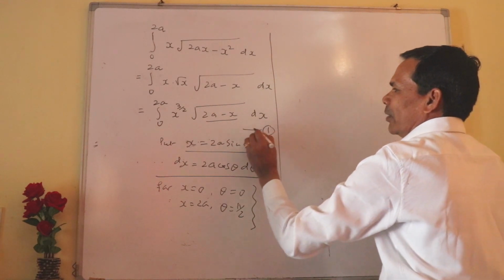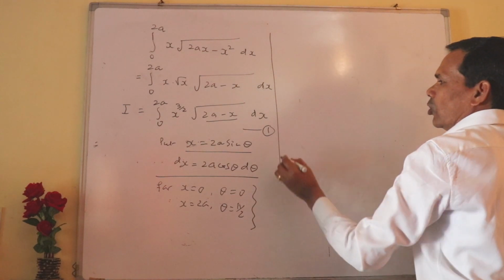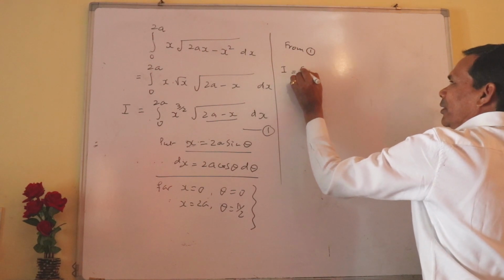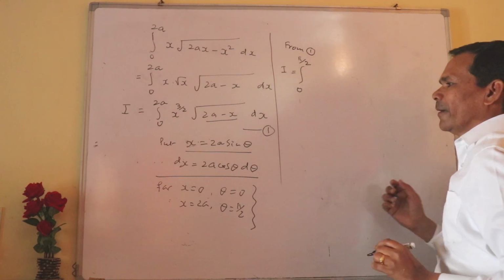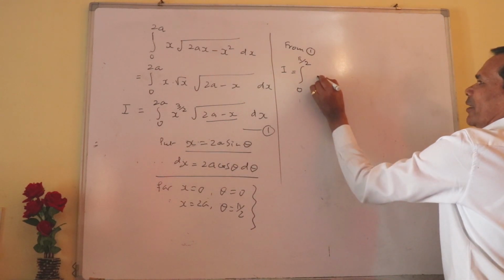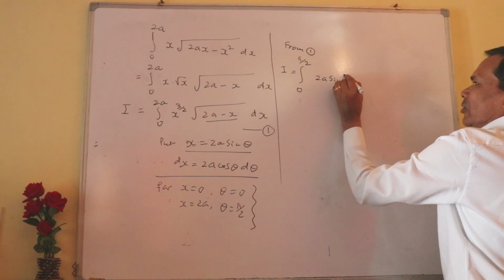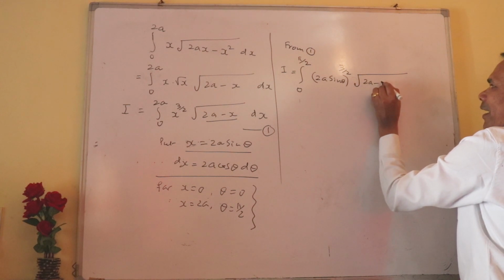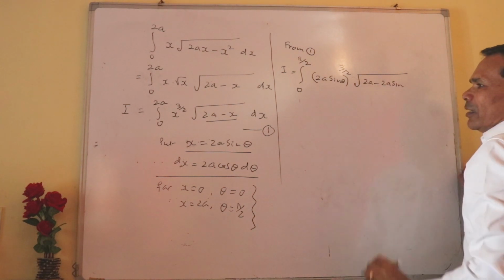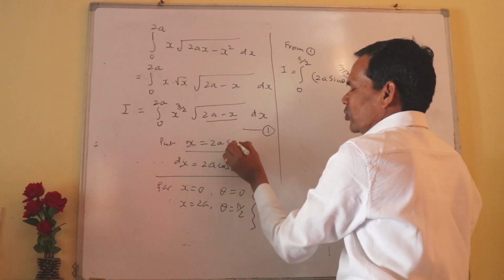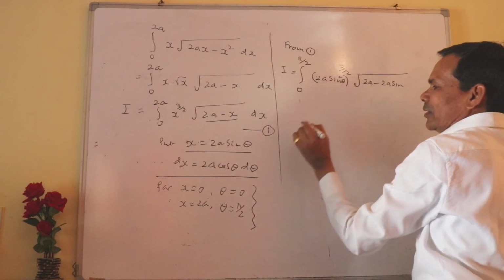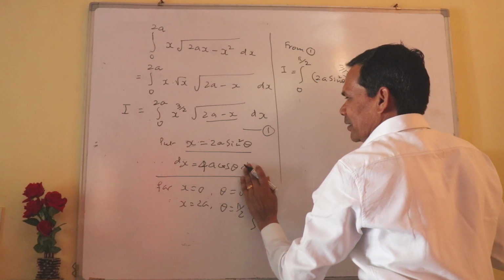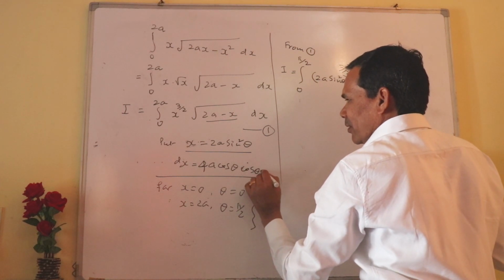So this will get transformed. I call this integral I. So from here you get the integral I equal to, with new limits 0 to pi by 2, x I put there as 2a sin theta, bracket raised to 3 by 2, root of 2a minus 2a sin square theta, and we are taking the substitution here, so dx is 2a sin theta cos theta d theta.